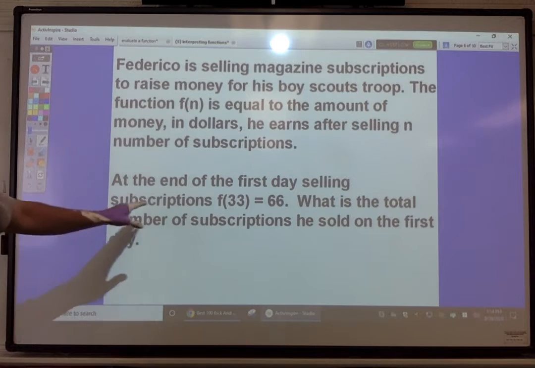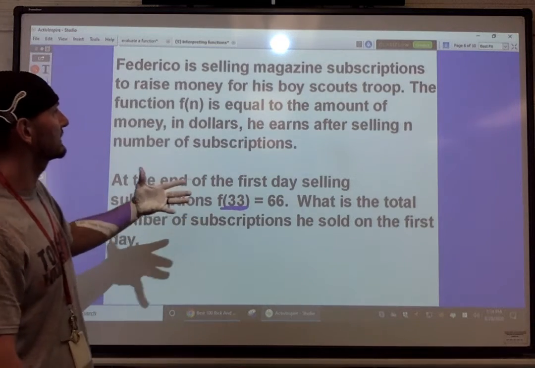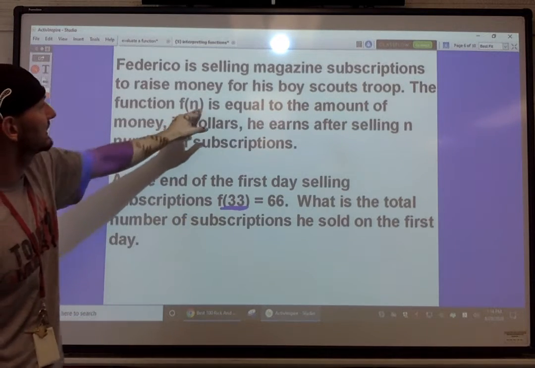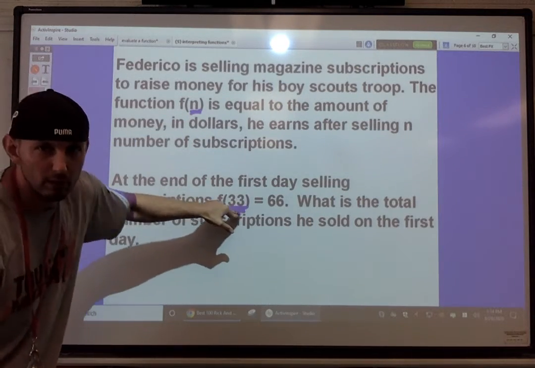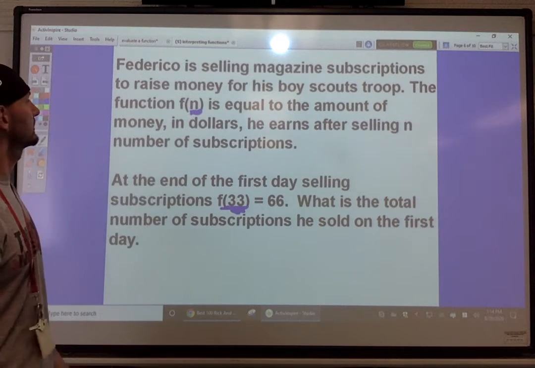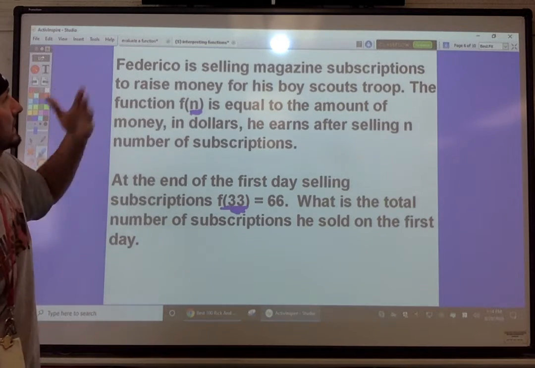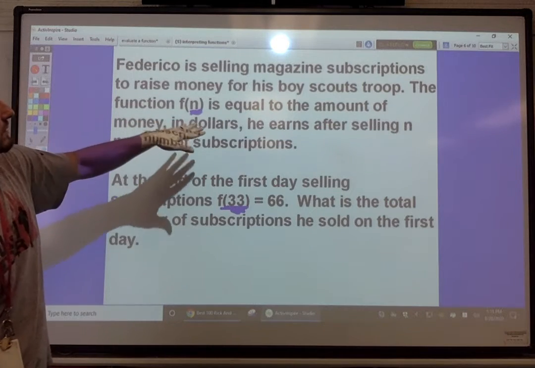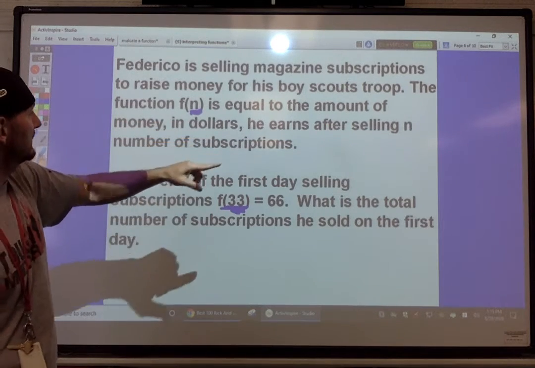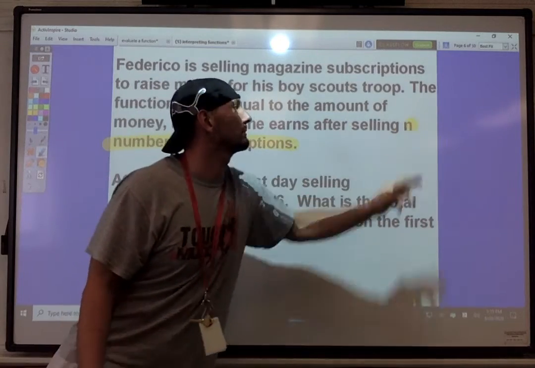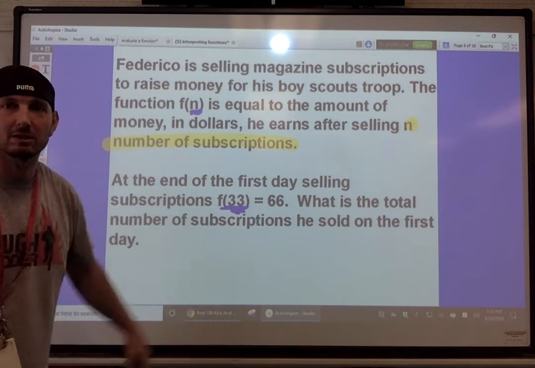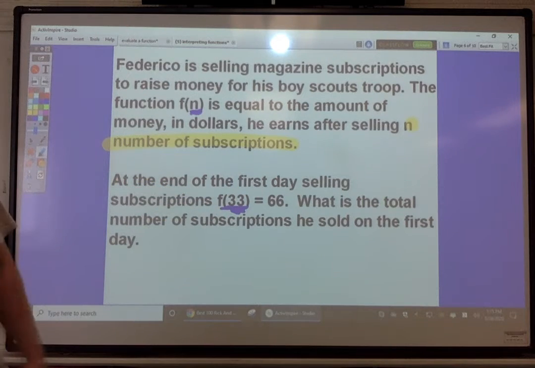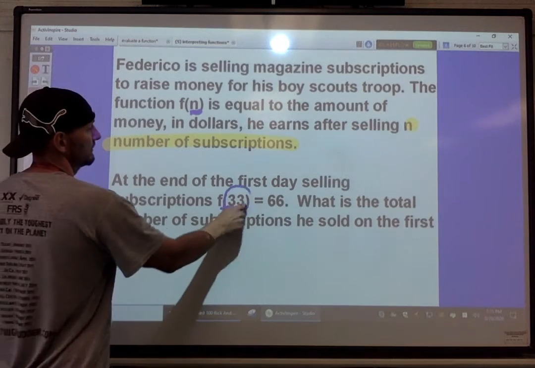Let's do it. At the end of the first day, 33. So what does that mean? Well, at f of n is what the 33 means, because n was replaced with the number 33. So where does it say n up here? The function f of n is the amount of money in dollars he earned selling n number of subscriptions. There it is. So this is 33 subscriptions, so he made $66 that day. So our question is, what's the total number of subscriptions he sold on the first day? Boom, 33.